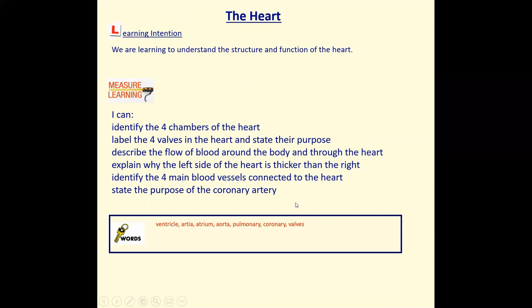In the next lesson, we are going to look at the different types of blood vessel and how their structure is suited to their function.